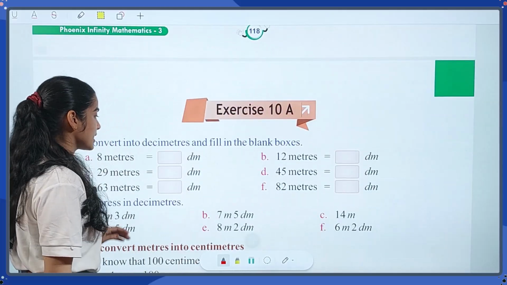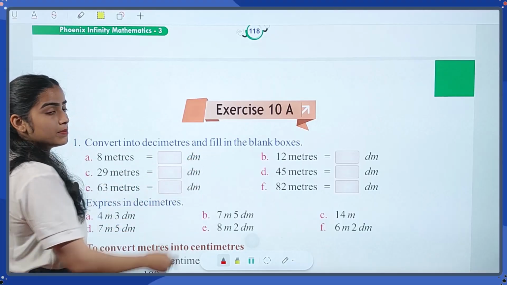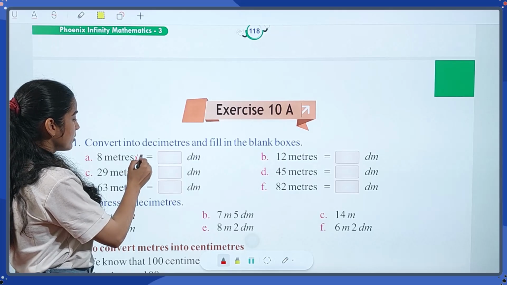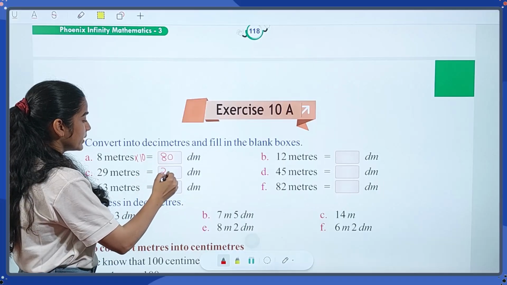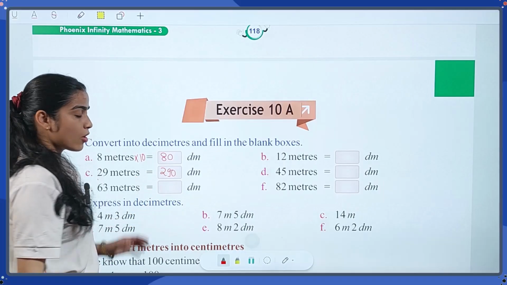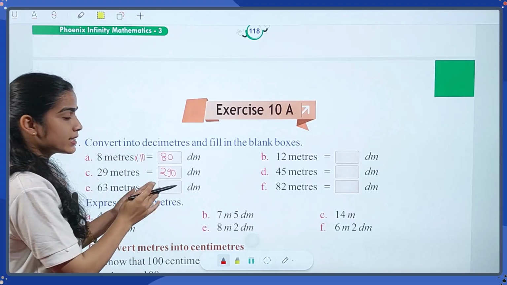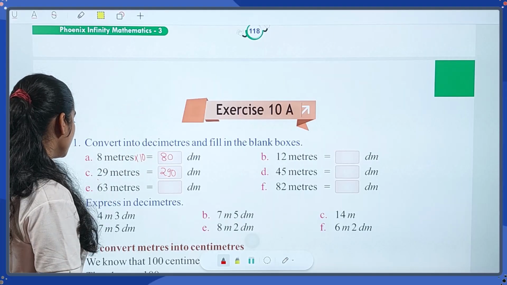Now we have our exercise. In this, what we have to do is convert into decimeters and fill in the blanks. So you have meters, 8 multiplied by 10, so we have 80 decimeters. 29 multiplied by 10, so we have 29 decimeters. We already understood how to convert meter into decimeter in the section above, so you can simply refer to that and write your answer.